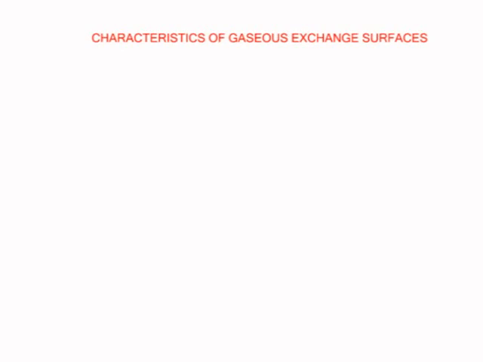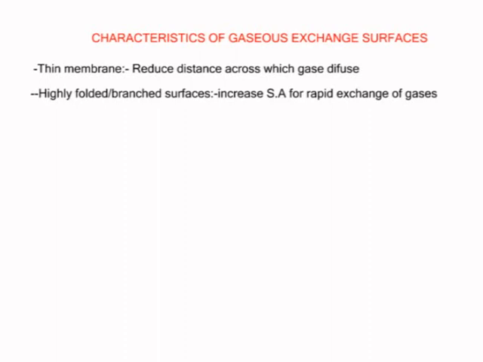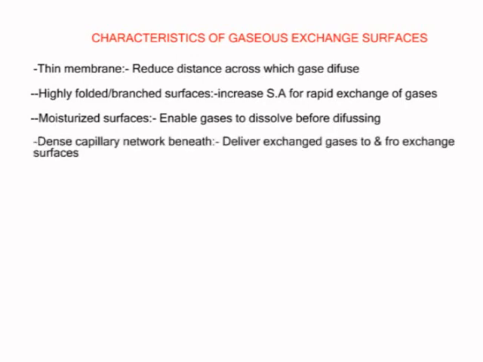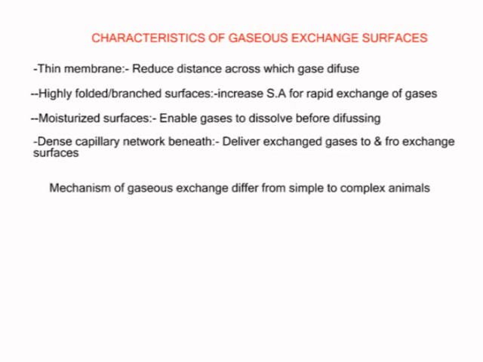Characteristics of gaseous exchange surfaces. Now, gaseous exchange surfaces have thin membranes to reduce the distance across which gases diffuse. Such structures include gills and the alveoli. They also have highly folded or branched surfaces to increase the surface area for rapid exchange of gases. The surfaces have moisturized linings to enable gases to dissolve before diffusing. They also have a dense network of capillaries beneath the surface which deliver the exchange gases to and from the exchange surfaces. The mechanisms of gaseous exchange differ from simple to complex animals.